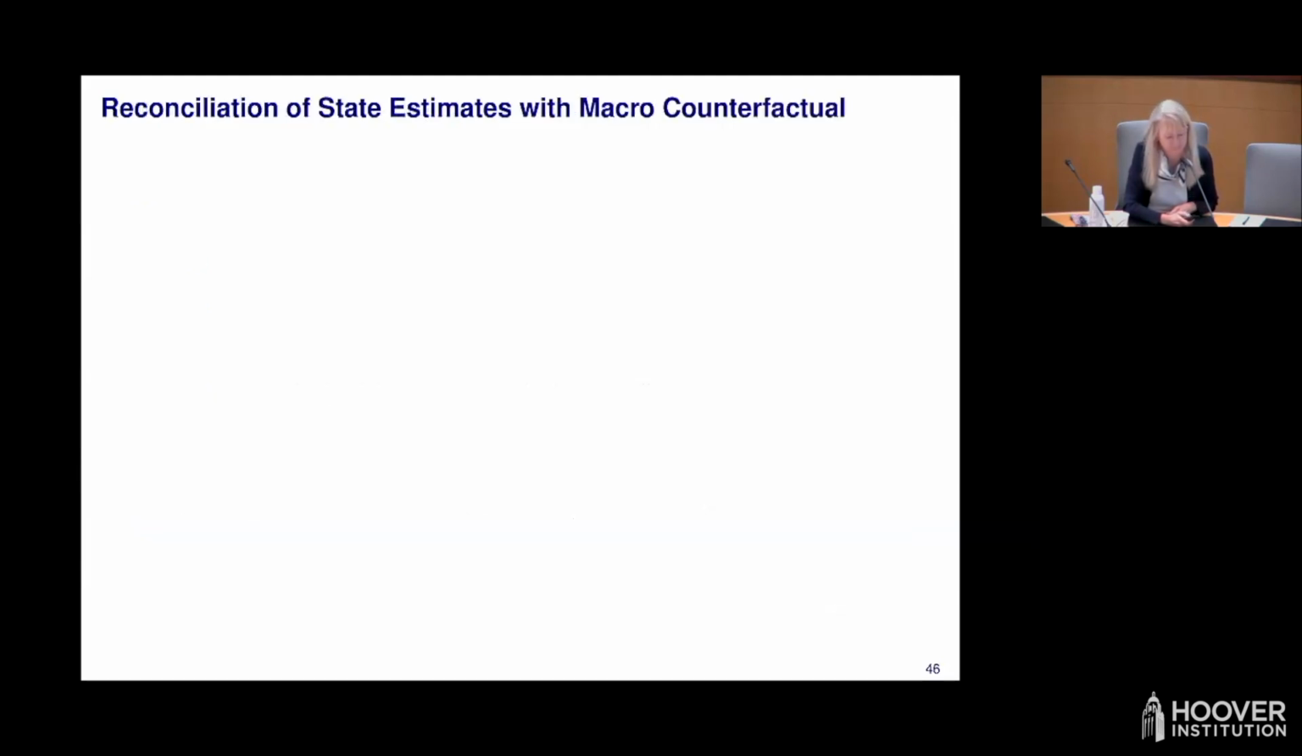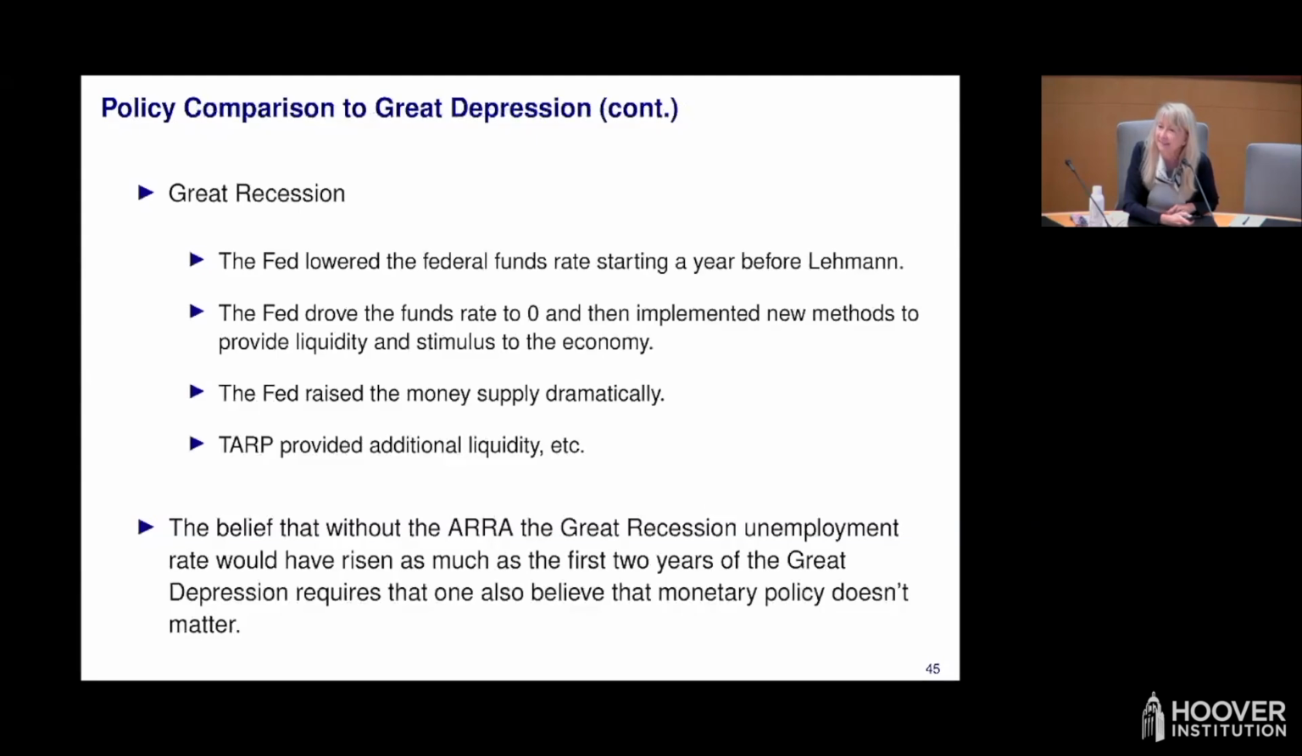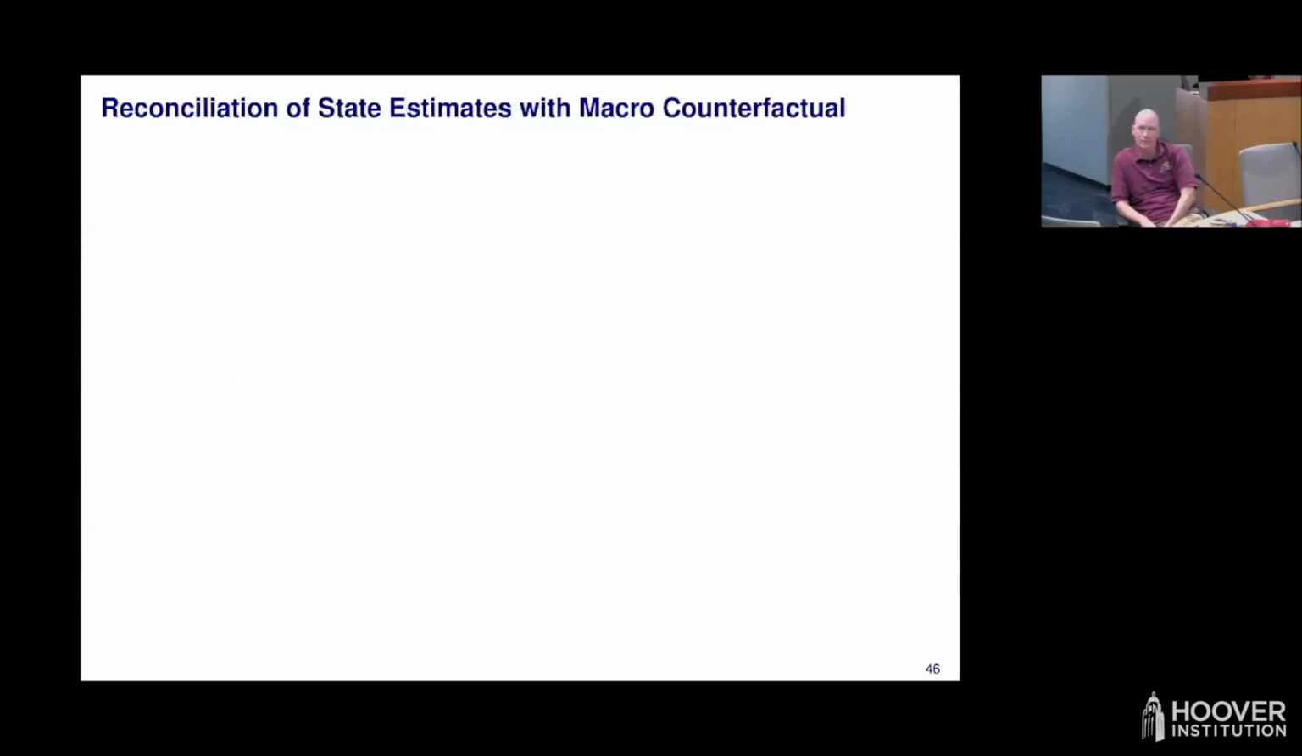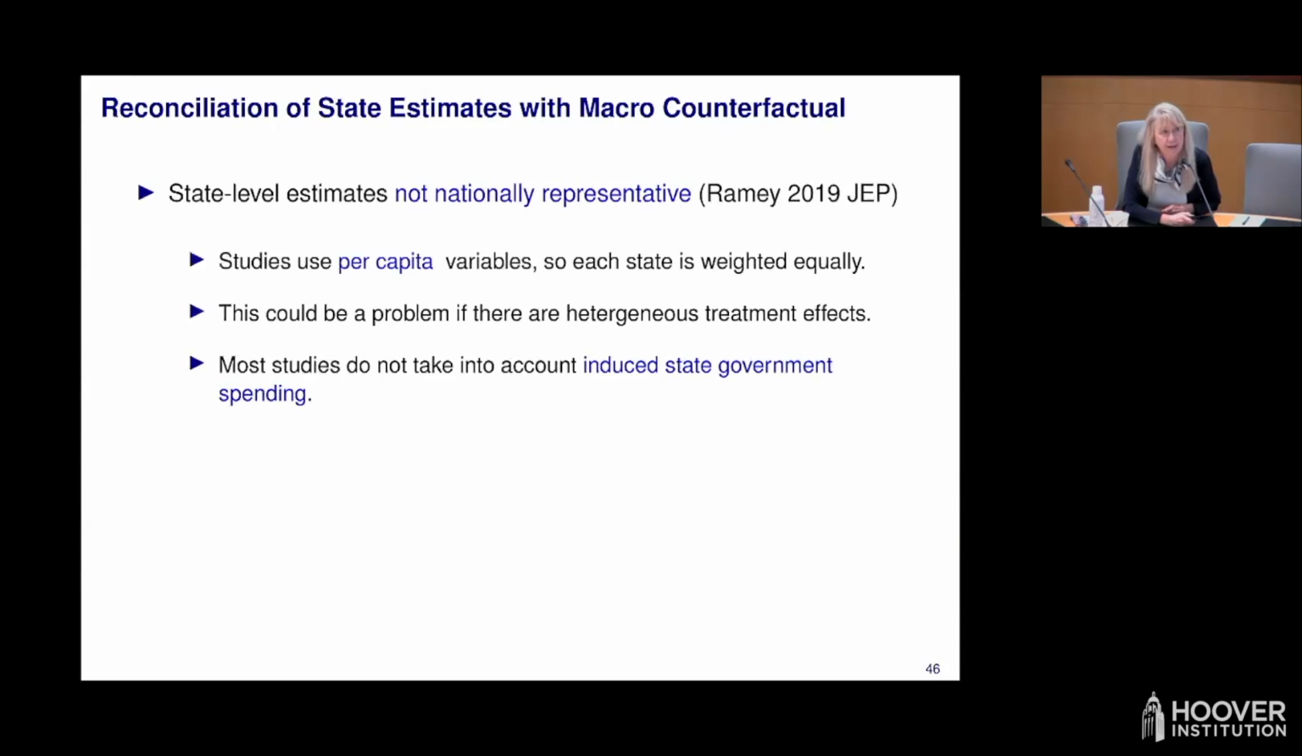I mean, a related point, I asked Bernanke this once at a conference: would they have been more aggressive with unconventional policy if it hadn't been for the ARA? And he said, yes. Again, that's controversial, whether those unconventional monetary policies have big real effects, but that at least would reinforce this point. Oh, that's good. So how do we reconcile the state estimates with the macro counterfactual?